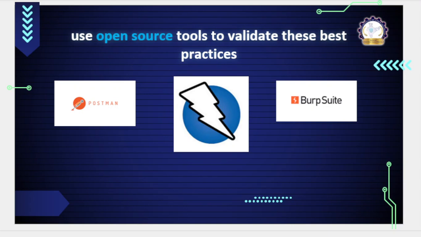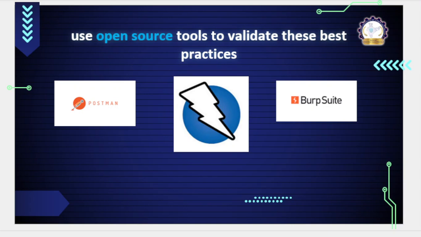So in API authentication testing, we need to ensure that the API requires authentication and only authenticated users are able to access the API. This can be done by testing the API with invalid credentials, incorrect passwords, or with no credentials at all. You can use open source tools such as ZAP, Burp Suite, and Postman to test API authentication.